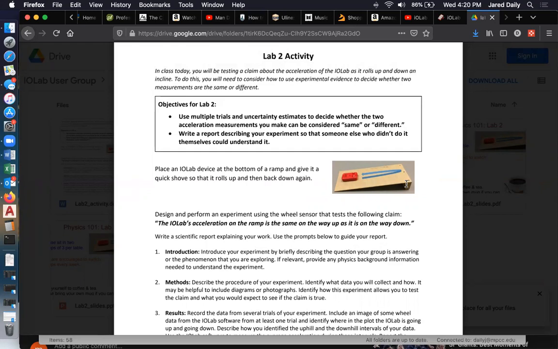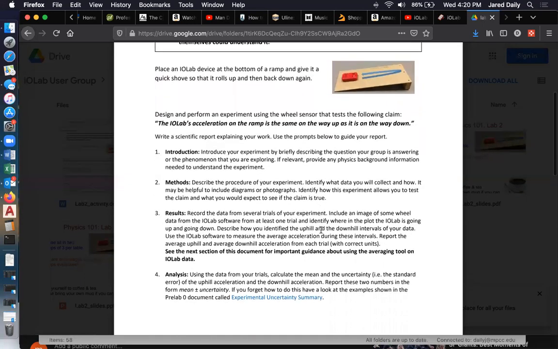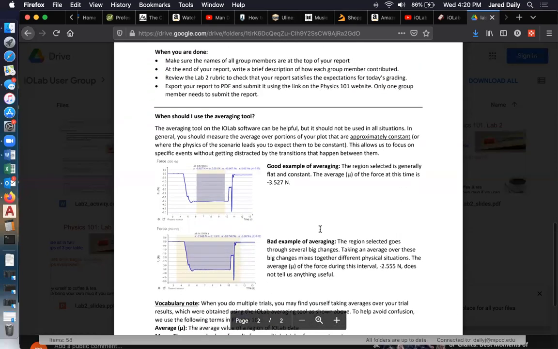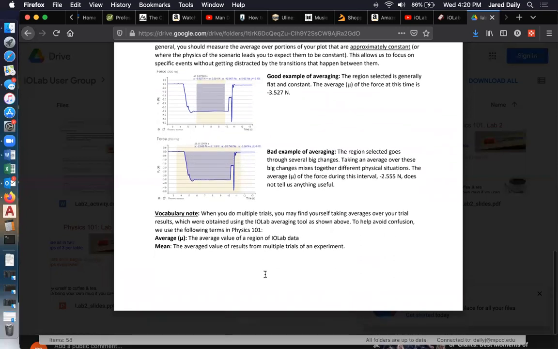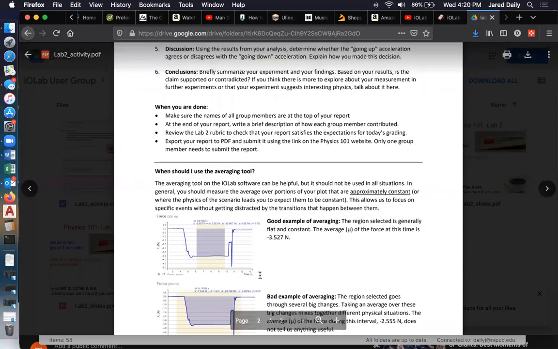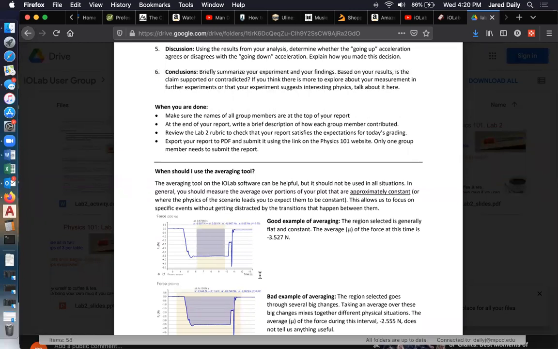Whatever you end up doing, this is the basis of this experiment, where you're going to push it up and let it fall back down, and that all of a sudden becomes an acceleration in 2 dimensions, right? So you've got now a 2-dimensional acceleration experiment, and they talk about the different things that you'll measure, the different things that you'll be making graphs of, and so on and so forth. You're going to be doing some averaging, so they're going to talk about the averaging tool in the IOLab software. And it is, again, fairly self-explanatory. It's not too difficult to use.